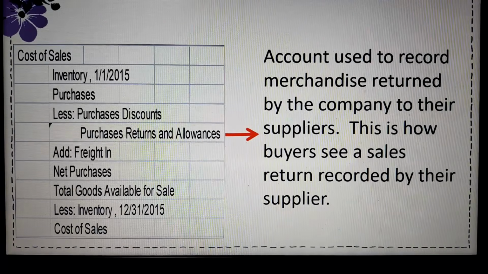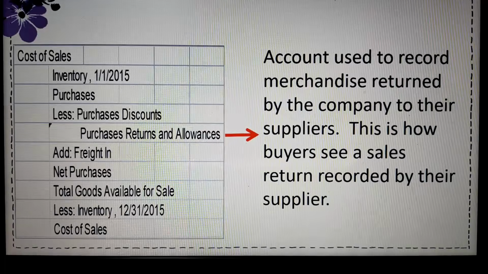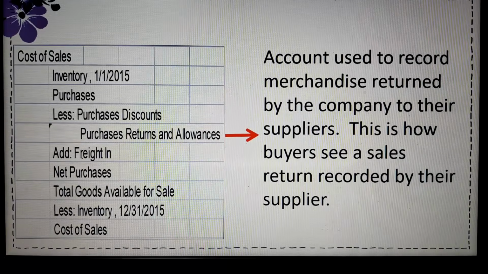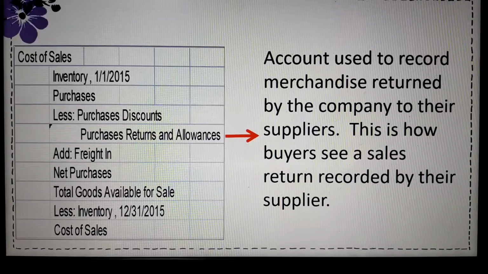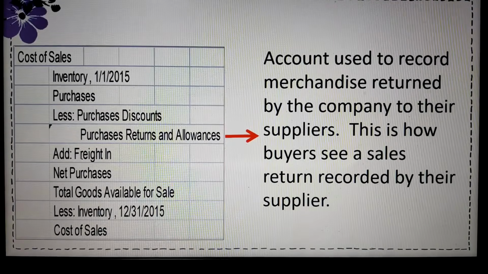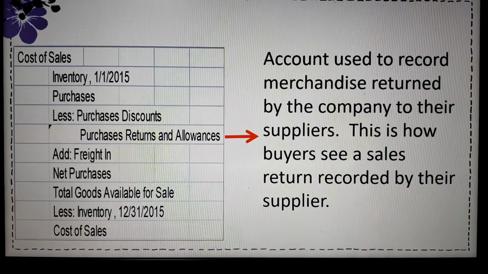So ang sales returns is kung naay mamalit sa inyo, naa sila right nga muuli sa mga defected nga mga products. In purchases returns and allowances, account used to record merchandise returned by the company to their supplier. This is how buyers see a sales return recorded by their supplier. Okay, so ang purchases returns and allowances is ang imuha pong right nga muuli og mga defected nga mga supplies or mga goods and products to your suppliers.